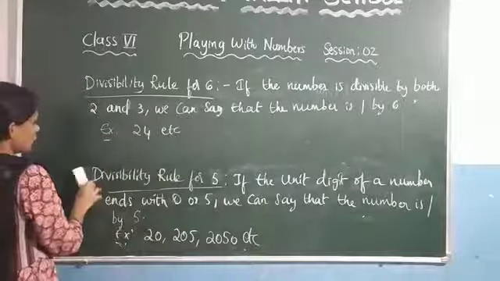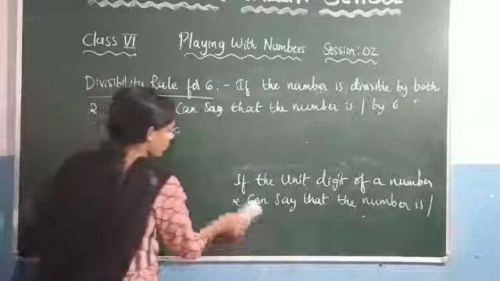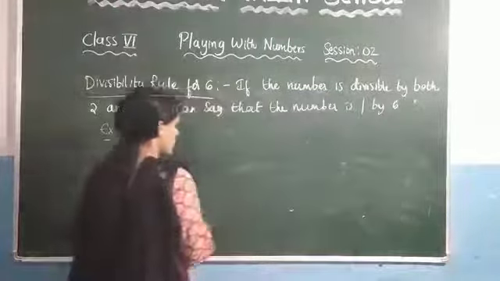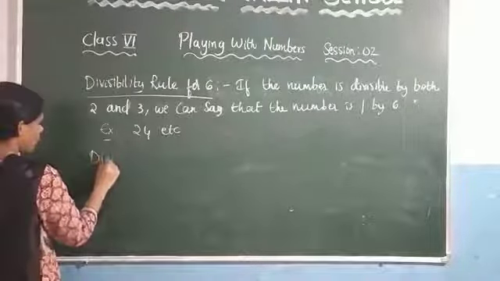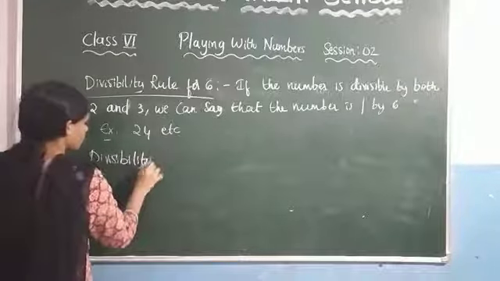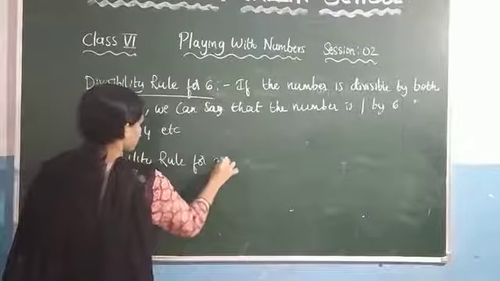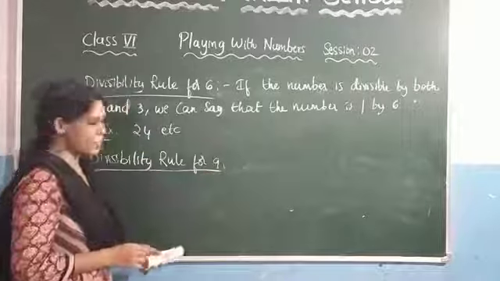And after that, the divisibility rule for 9. What does it state here? You need to check the sum of the digits of a number. So write it here. Divisibility rule for 9. 7 and 8 we have not discussed. We will discuss them in the later exercises.